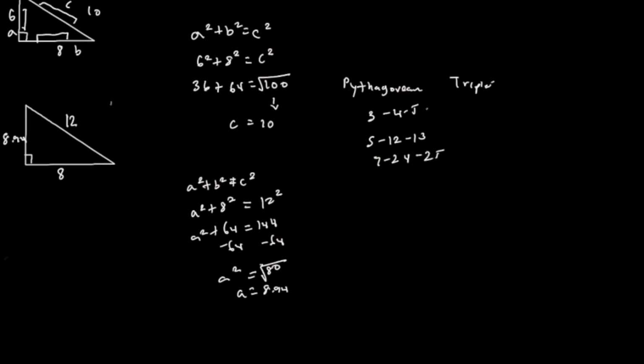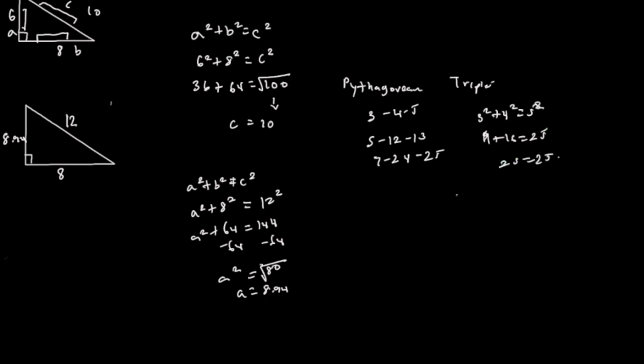If you were to test this out, 3 squared plus 4 squared equals 5 squared. You get 9 plus 16 equals 25. That should be 5 squared, and that works out as 25. So that's it for our video.